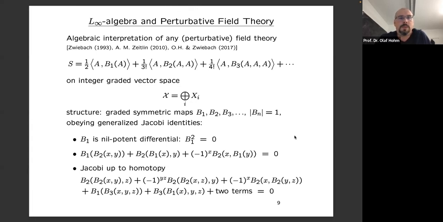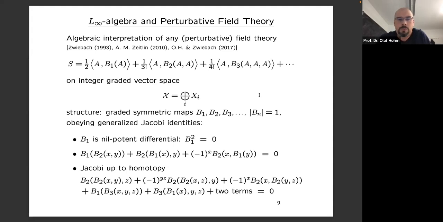Let's start with the general dictionary between L-infinity algebras and what I call here perturbative field theory. By perturbative field theory, I just mean that you have something like an action, or at least equations of motion, where you have an expansion in powers of fields. So here you have a field A, you have a term quadratic in A, you have a term cubic in A, you have a term quartic in A, etc. And I've written the action in terms of certain maps: B1 with one input, B2 with two inputs, B3 with three inputs, etc.